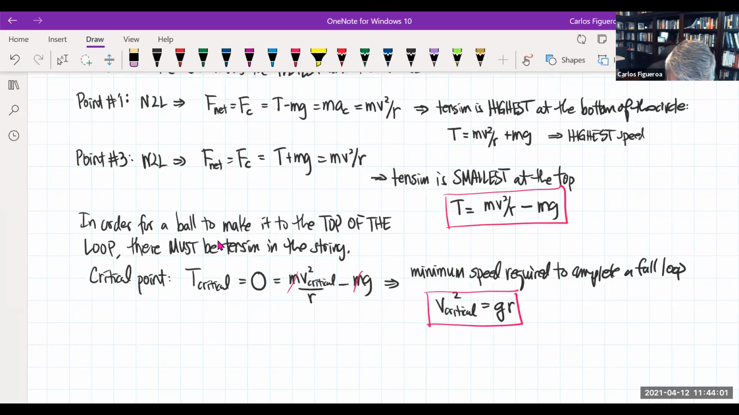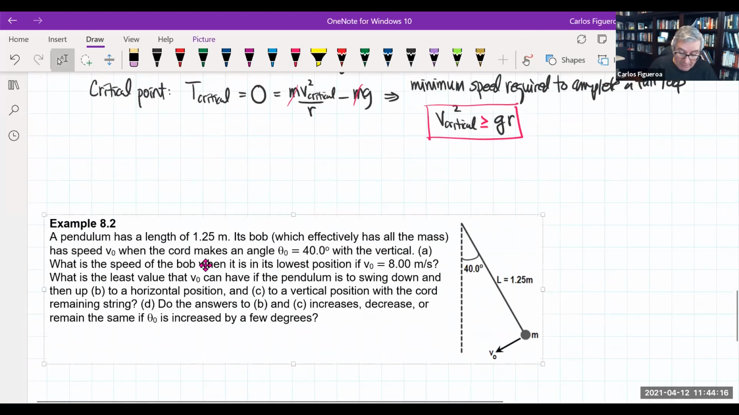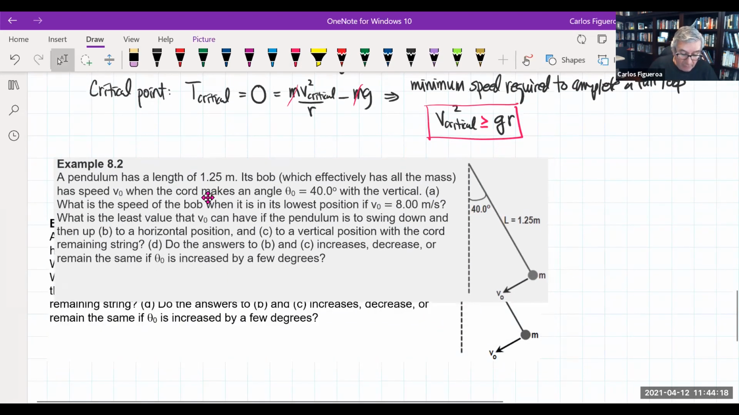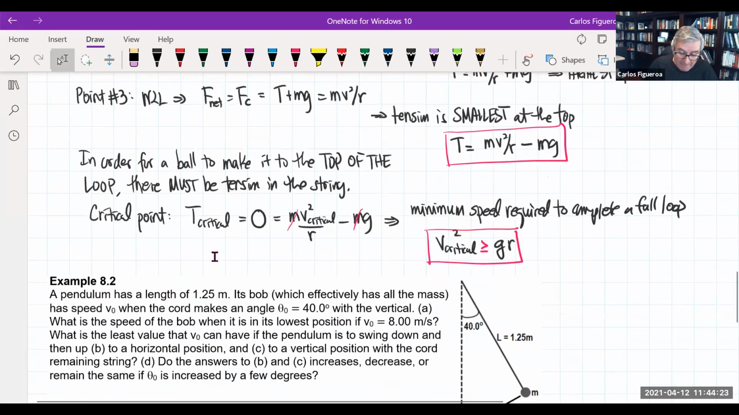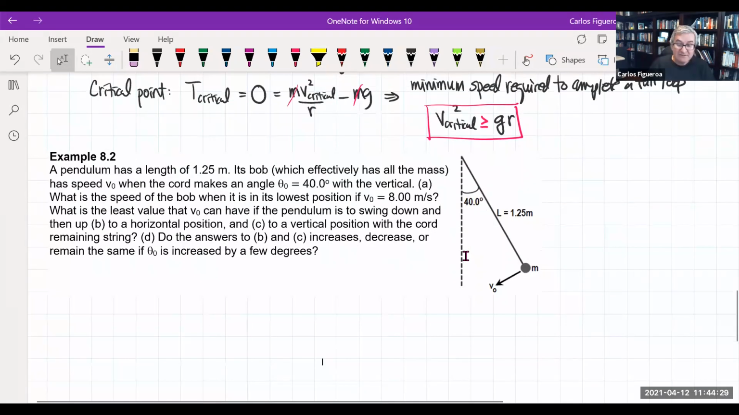So what you find here is that I can have a speed faster than that, but I have to have this. So this is the important point for our next example here. Okay, that is the important point. And so now that I got the minimum speed required to make a full loop, I could now go and look at this example. And that's what I want to do right now.